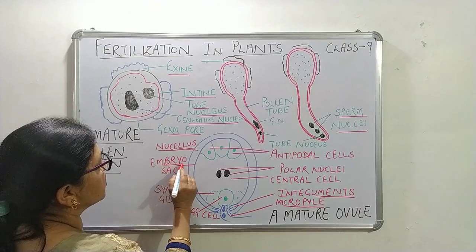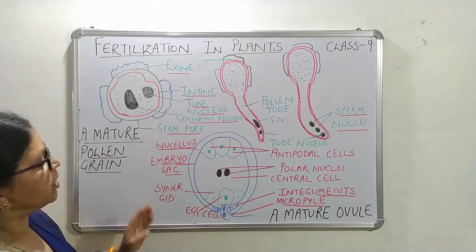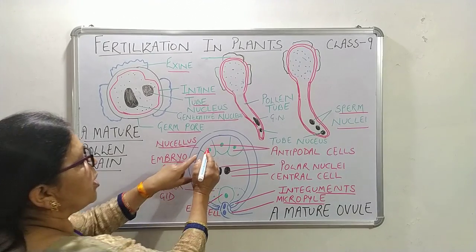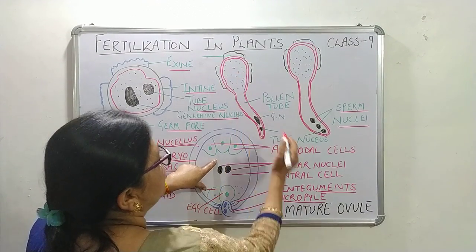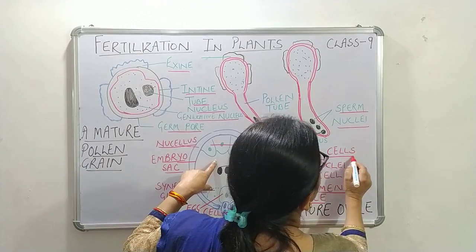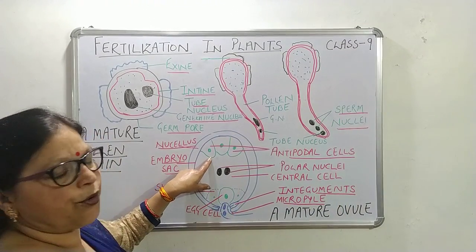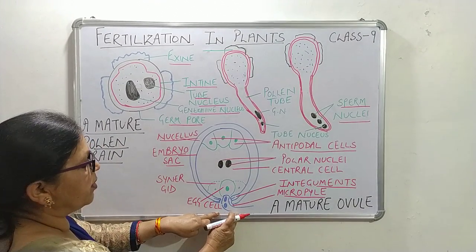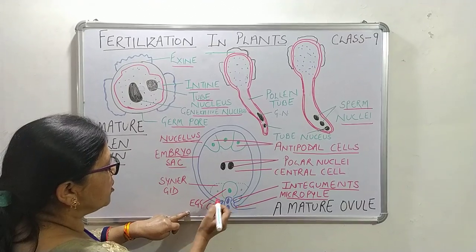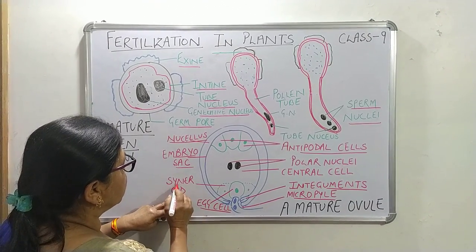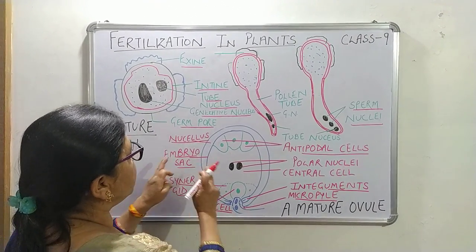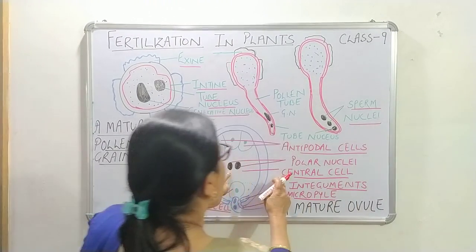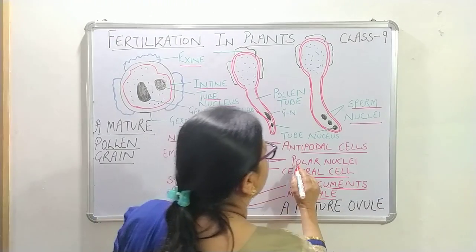Inside this nucellus is the embryo sac. Inside the embryo sac, there are 7 cells. 3 cells towards the north pole are called antipodal cells. 3 are towards the micropylar end. Out of them, one is called the egg cell and the others are called the synergids. And then there is the central cell. In the central cell, there are 2 polar nuclei.